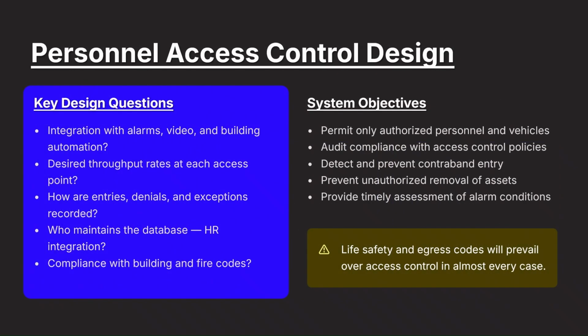Designing an effective access control system requires answering key questions. These include system integration with alarms and video, determining access privileges, handling exceptions, and ensuring compliance with regulations. The system must also integrate with organizational databases such as HR systems. The primary objectives are to allow authorized access, prevent unauthorized entry, detect violations, and protect assets. Ultimately, life safety and egress considerations always take priority in access control design.